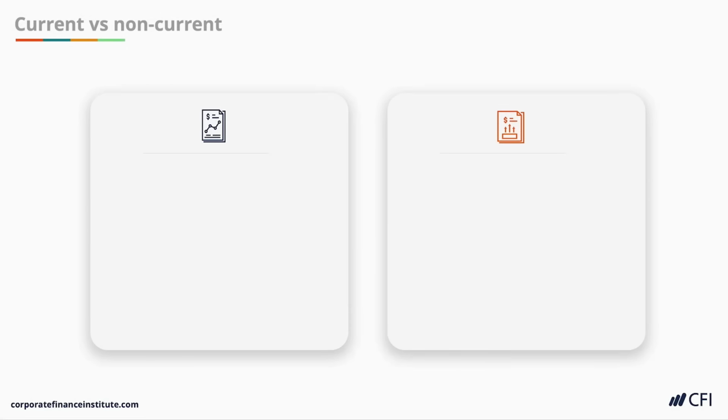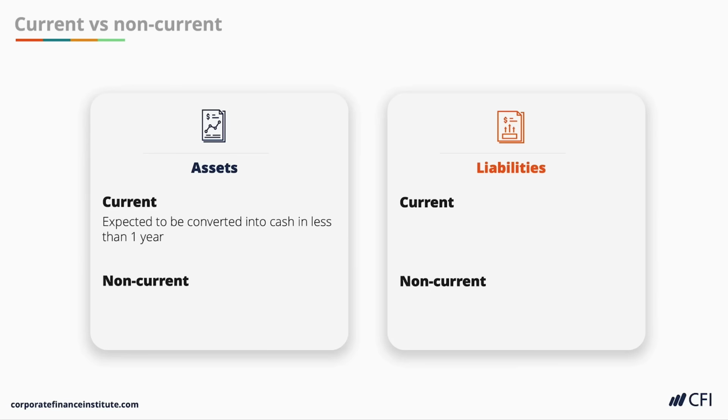As you have seen, the balance sheet is separated into current and non-current sections on both the assets and liabilities sides of the balance sheet. Current assets are those that are expected to be converted into cash in less than a year and include items like accounts receivable and inventory. Non-current assets are those expected to be held for greater than 1 year and include items such as property, plant, and equipment. The same holds true for current liabilities.